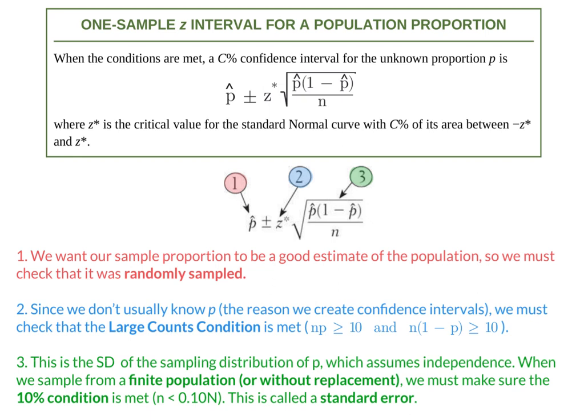So we have to make sure that the 10% condition is met. And that is where our sample size n has to be less than 10% of the entire population. And that is actually called a standard error, which is essentially to say that when the standard deviation of a statistic is estimated from data, the result is called the standard error of the statistic.